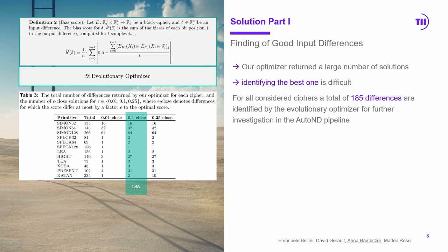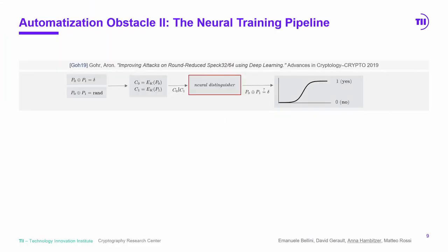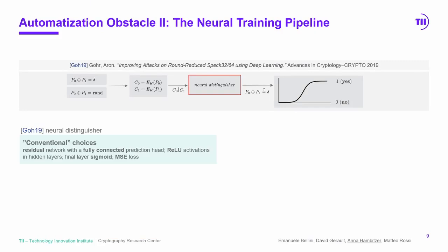So the next obstacle is the neural training pipeline itself. If we look at Gohr's neural distinguisher, there are a lot of choices that you could call conventional or that you would think translate well to another cipher. It's a residual network with a fully connected prediction head. It has ReLU activations and a final layer sigmoid. It's trained using MSE loss.